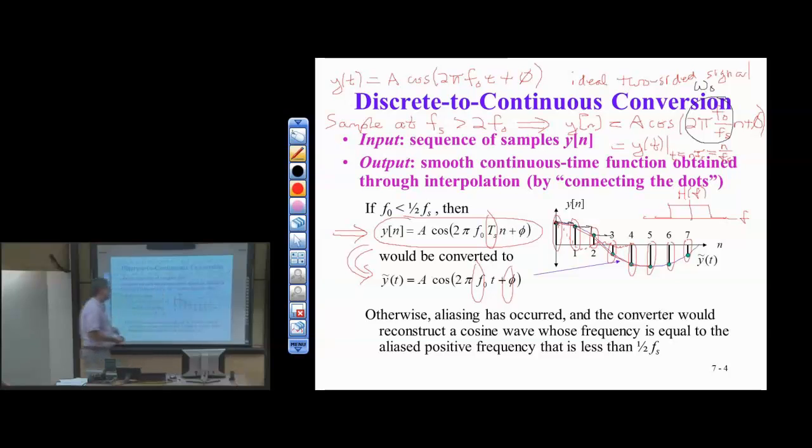Now, if we don't obey the sampling theorem, any frequencies that are at or above half the sampling rate, when we sample, will alias to frequencies between minus half the sampling rate and half the sampling rate. Also, if we have aliasing to begin with, this will be different. Right? This is without aliasing.